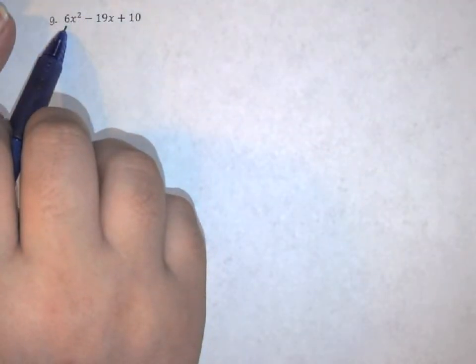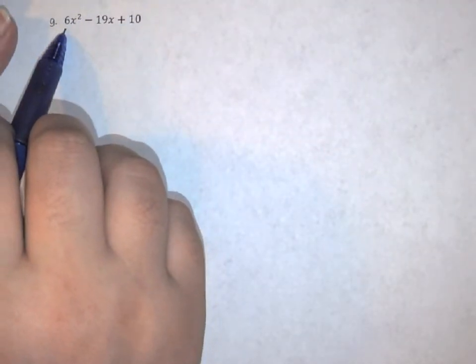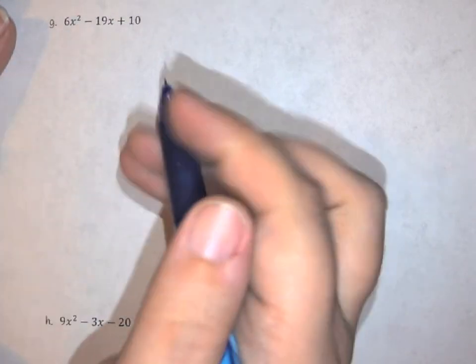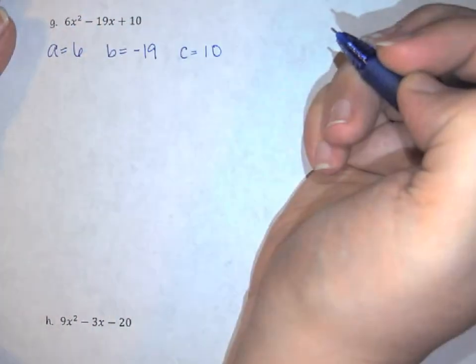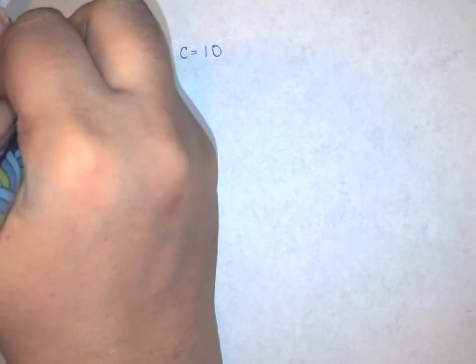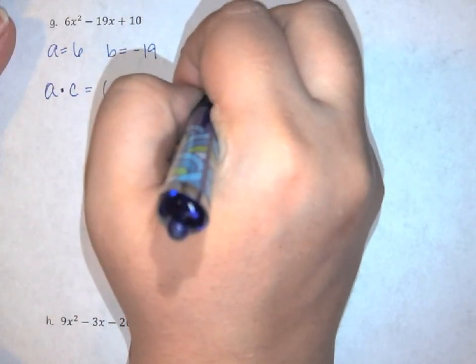Again, I have a coefficient out in front that is greater than 1, so I'm going to go ahead and use that AC method. So here a is 6, b is -19, c is 10. So I first have to do a times c. So this is 6 times 10, which gives me a positive 60.